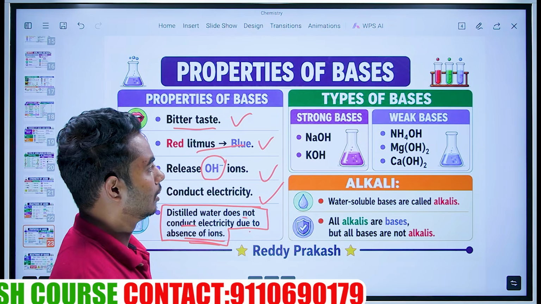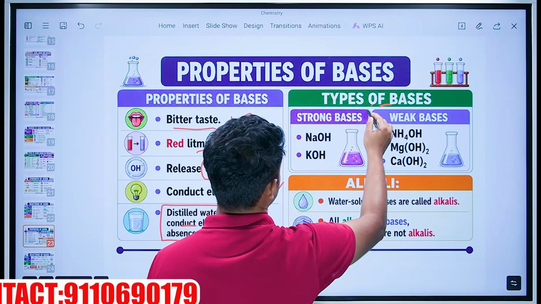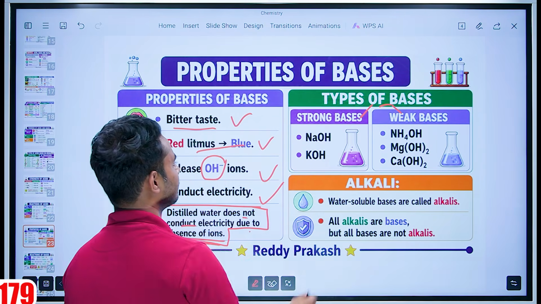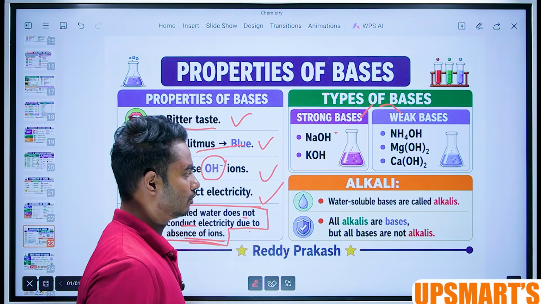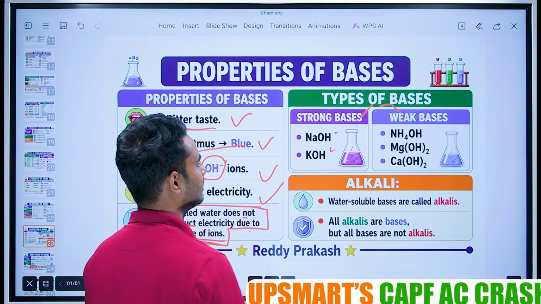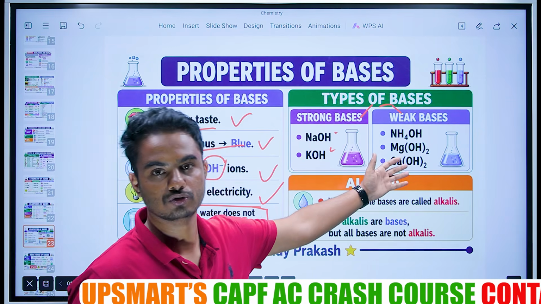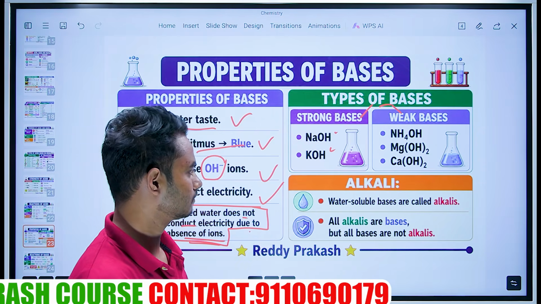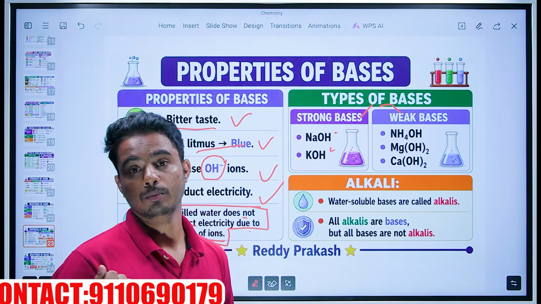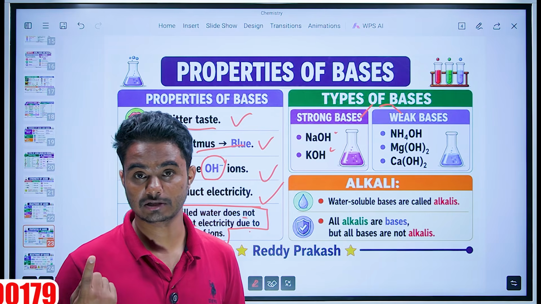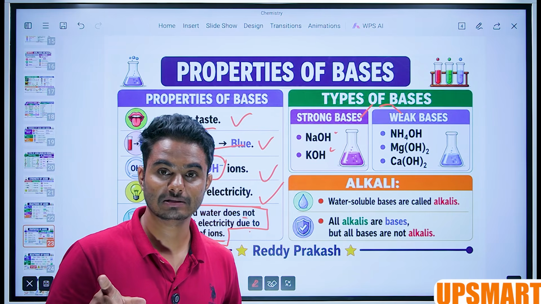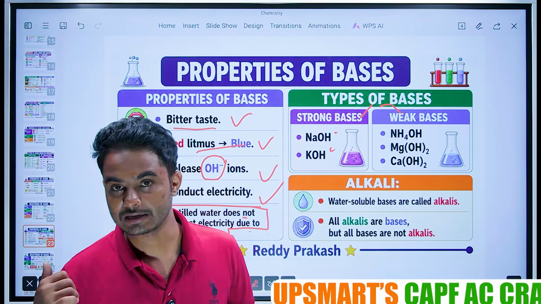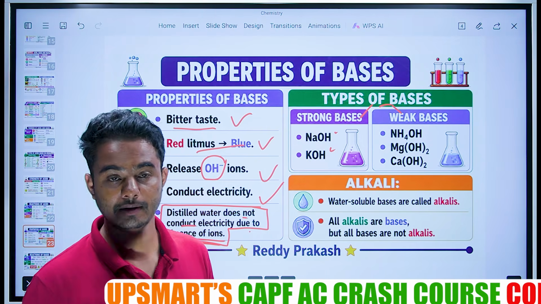This is easy. Now, the types of bases, you know that, strong and weak. Examples you can study: sodium hydroxide, potassium hydroxide. And we should also know which are strong and which are weak. Why strong, why weak? More hydroxide concentration or less hydroxide concentration determines the strong or weak nature. That concept you should remember.